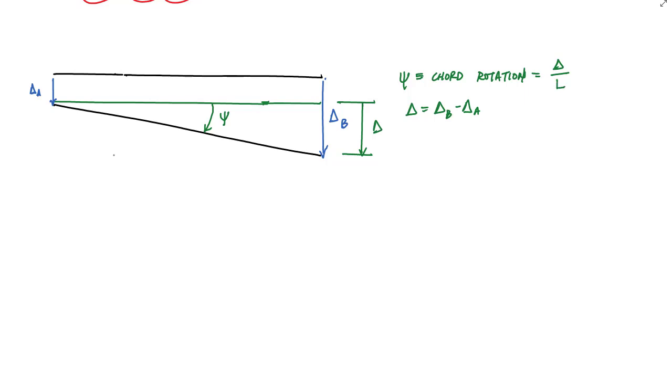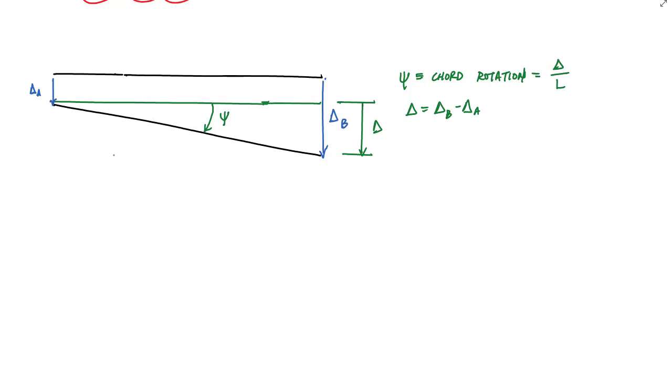So the way that I've drawn the chord rotation, this looks like a rigid body rotation, as in there's no deformation of the member. The member stays, if you will, rigid, and so it just does a rigid translation and rotation to get to where it's at. So my chord rotation is positive clockwise with respect to the original position of the member.